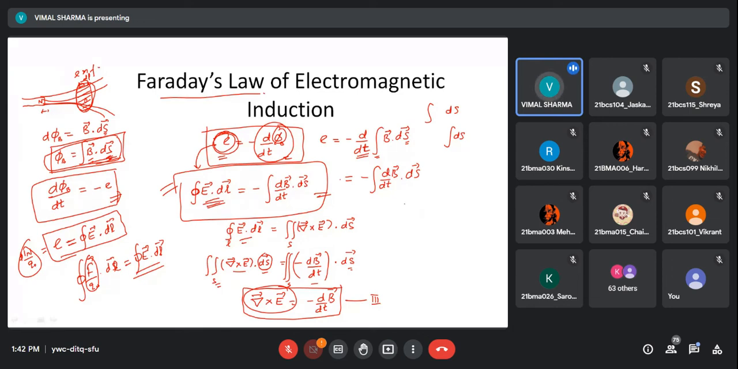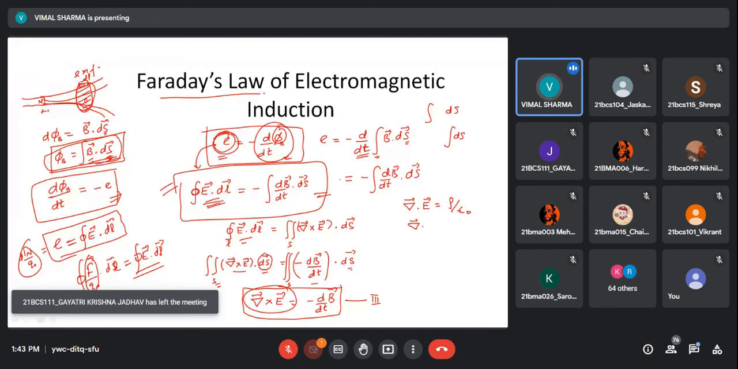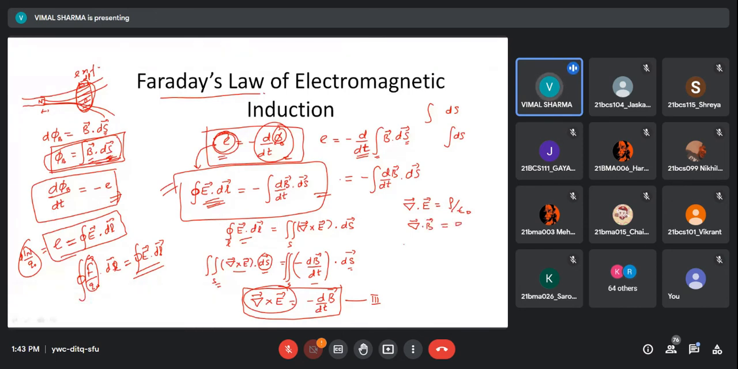So let me write again quickly. This is my Maxwell's first equation, you can write it with D or E, in any form. It is rho divided by epsilon naught. My second equation is divergence of B equals 0. Now I have written the third, that is curl of E is equal to negative of d by dt of B.